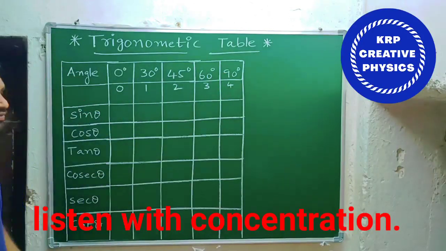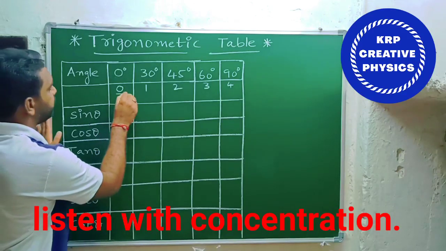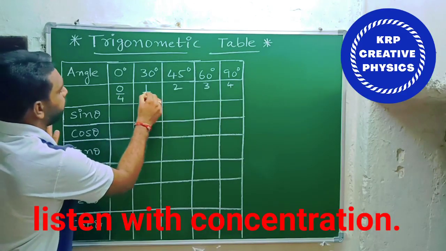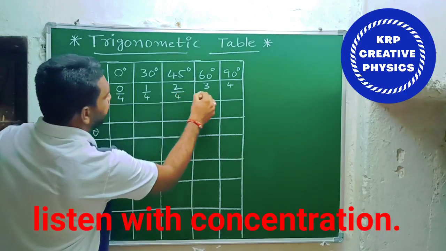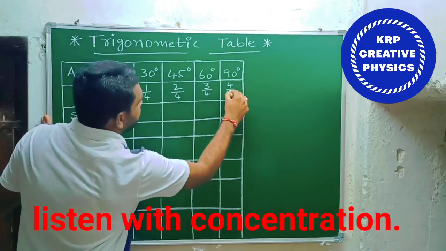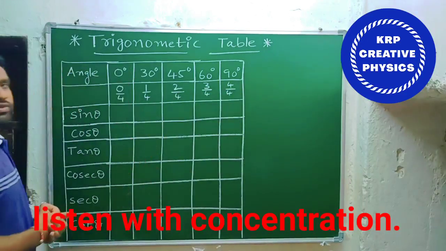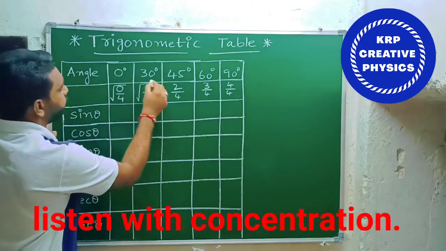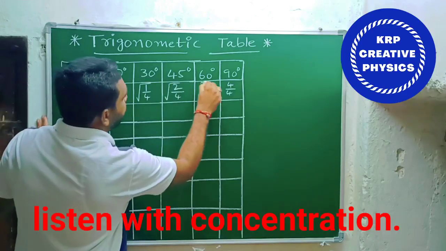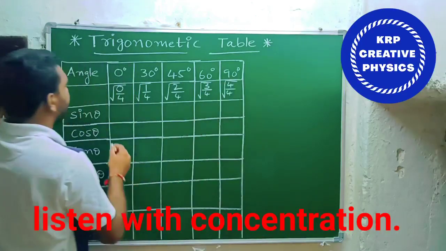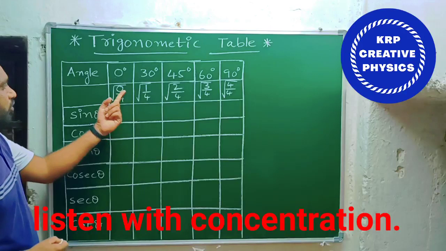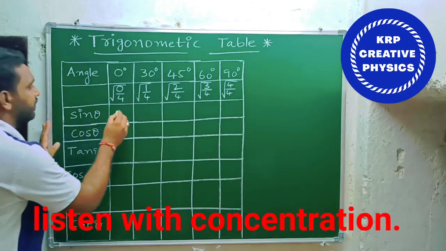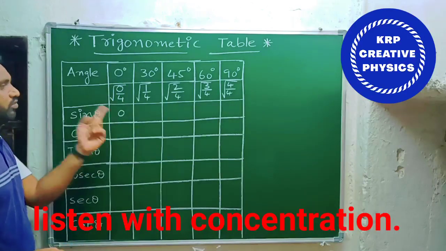So next step is we need to divide these numbers by 4. We need to divide with 4. That's it, very simple. That is the second step. So after dividing with number 4, we need to do square root in every angle. Okay? So 0 by 4, 0 by something is 0, under root 0 is always 0. So we got sine 0 equal to 0 in this way.